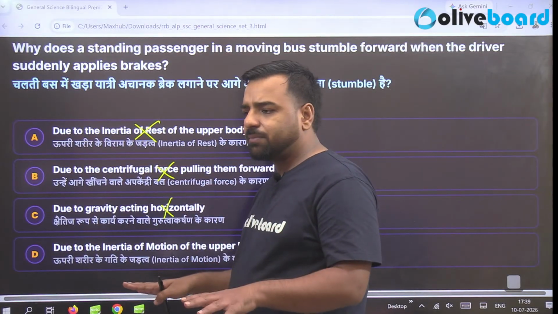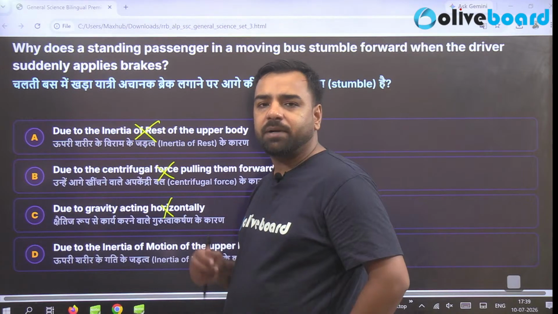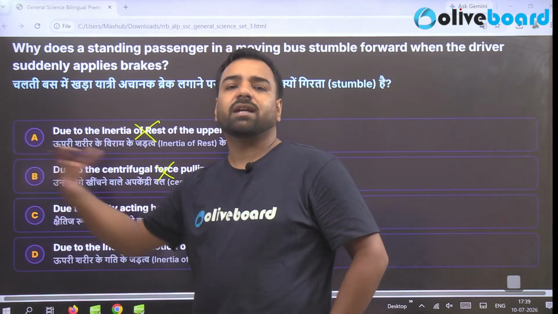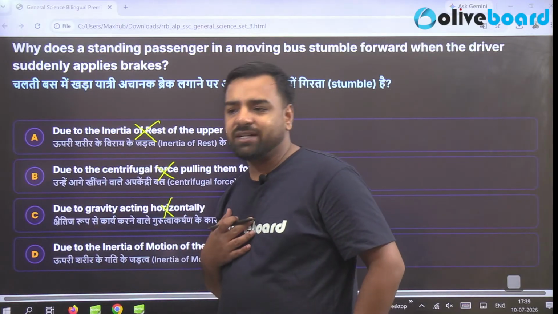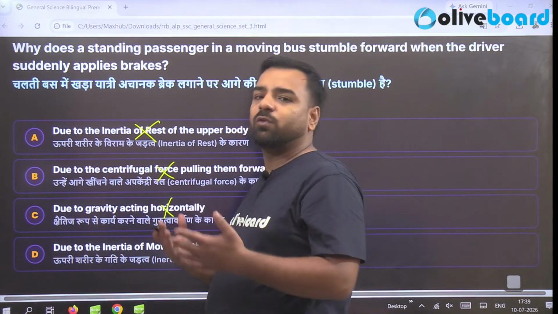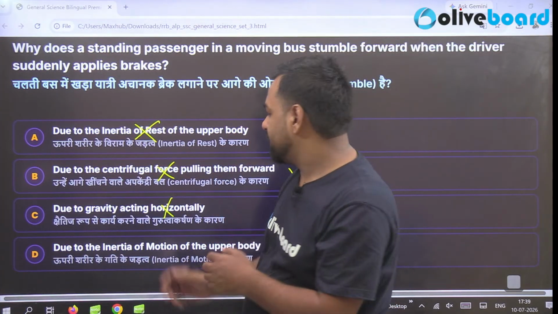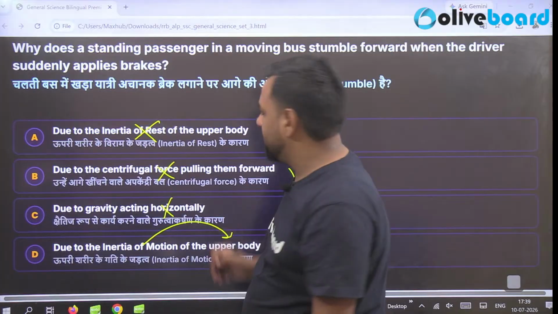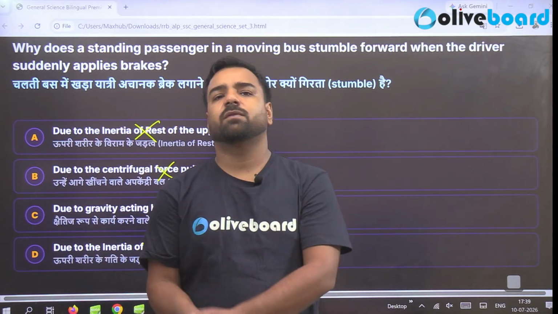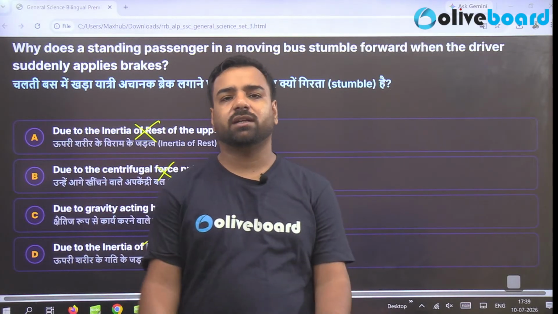Now when brakes are applied, the lower portion of the body comes to rest first, but the upper portion of the body is still moving. It actually wants to move. So when brakes are suddenly applied, because the upper part of the body was still moving, that's the example of inertia of motion. The lower part of the body was in contact with the bus, so it also stopped when the bus stopped. But the upper body, due to inertia of motion, tends to fall.